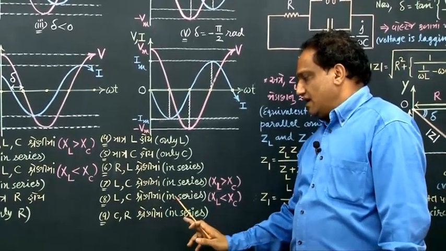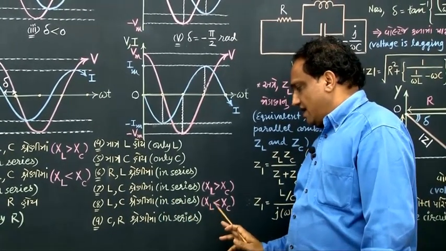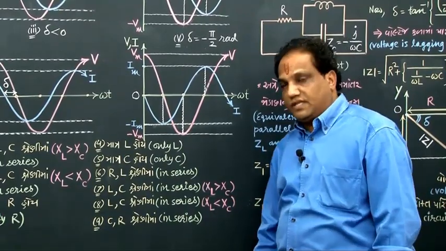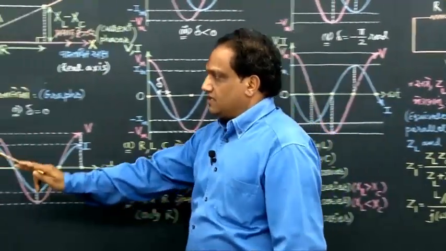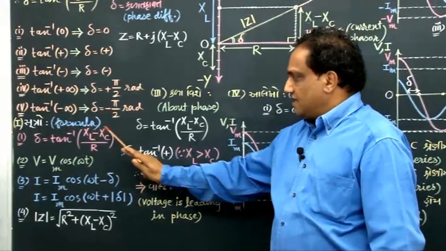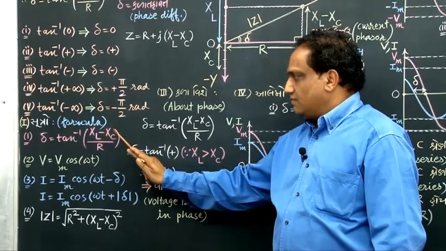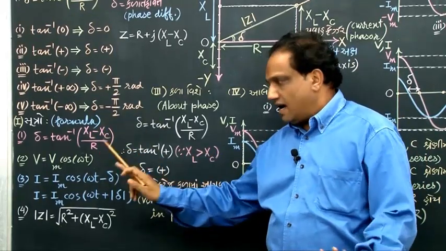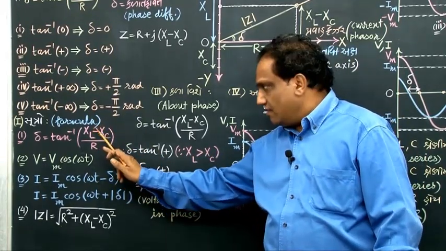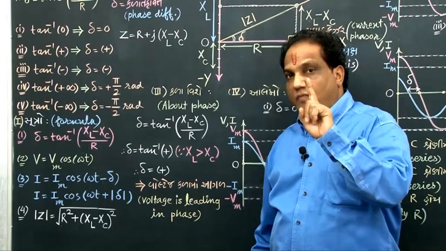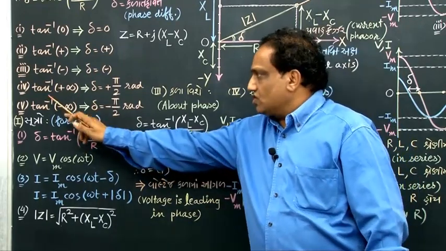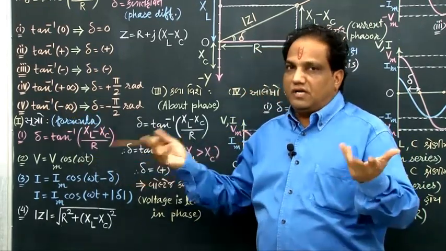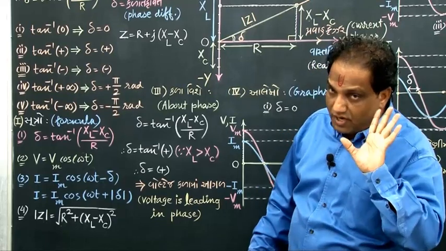Then we go for circuit number 8. L and C are in series, but XL is less than XC. When XL is less than XC, smaller number minus bigger number will give you a negative number, and R is not there. So negative number divided by 0 will give you minus infinity, tan inverse of minus infinity, naturally delta will be minus pi by 2 radian.